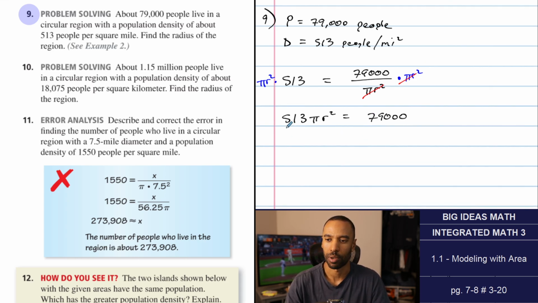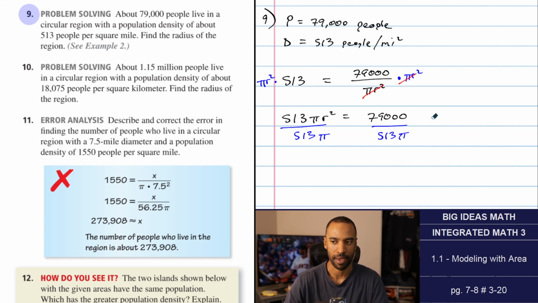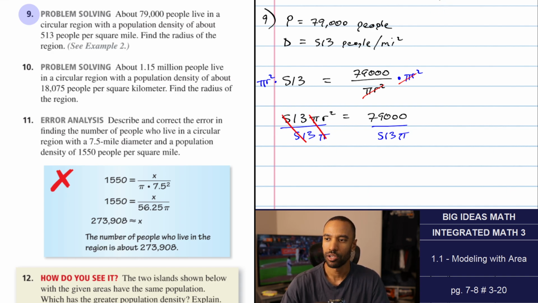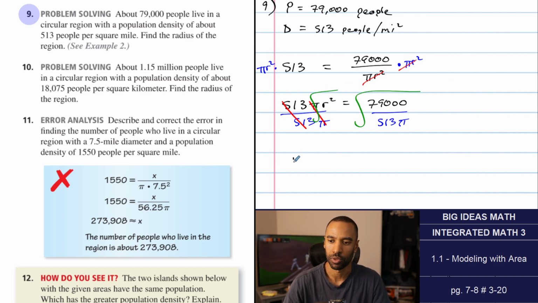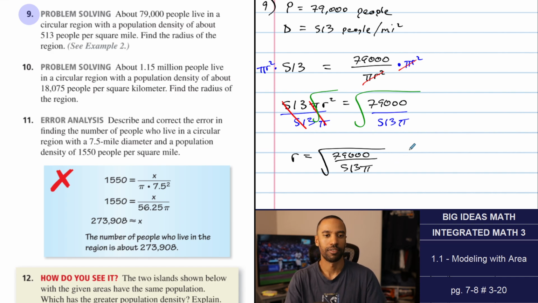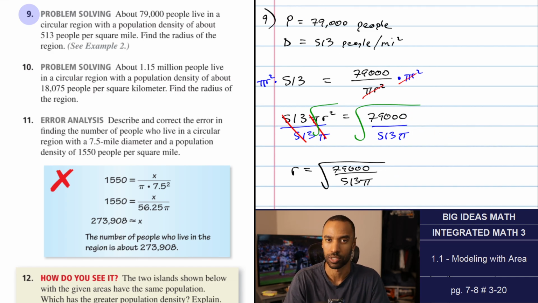r by itself, so I'm going to divide both sides by 513 pi, and you can see this is why I didn't need to necessarily bring pi up, because it came right back down with it. So if r squared equals this amount, r is going to equal the square root of this amount, right? I can take the square root of both sides, and that's what we're dealing with when it comes to r. It's the square root of 79,000 over 513 pi. That's exact, and I don't really know what that looks like as a whole.